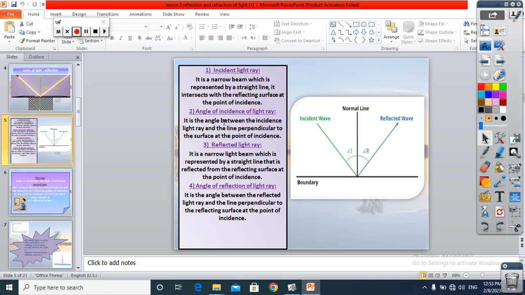What about the angle of incidence? It is the angle between the incident light ray and the line perpendicular to the surface at the point of incidence. The reflected light ray is a narrow light beam represented by a straight line that is reflected from the reflecting surface at the point of incidence. The angle of reflection is the angle between the reflected light ray and the line perpendicular to the reflecting surface at the point of incidence.